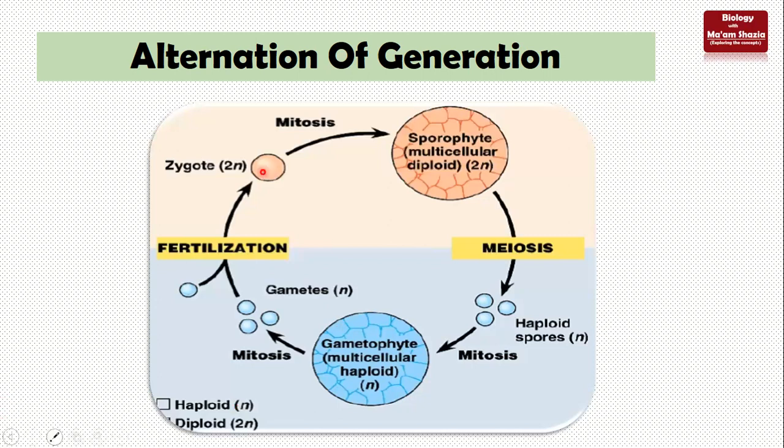These gametes on fertilization will form the zygote. The zygote is actually the first cell of the sporophyte generation, and it will develop into a sporophyte plant, the adult of the sporophyte generation. Then once again the sporophyte generation goes through meiosis and the cycle keeps on going. So there is an alternation of generations.